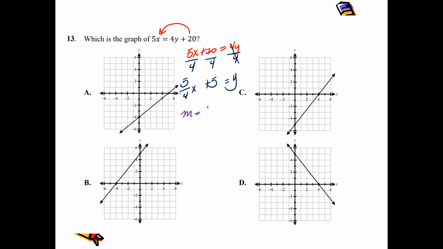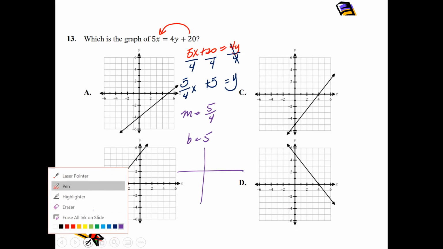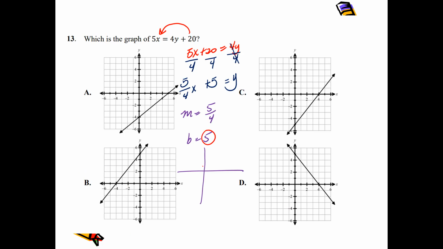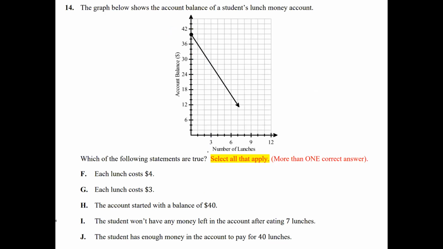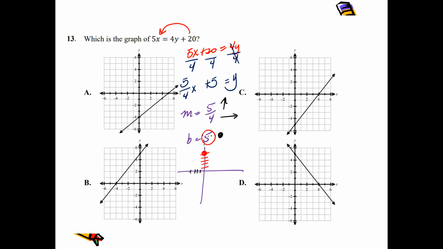Your M is a 5 over 4, and your B is a 5. So if I'm going to go ahead and graph this, I'm just going to graph it right here. I'm going to start at 5. So I'm going to go up 5, 1, 2, 3, 4, 5, put a dot right there. And then I look at my slope, and my slope is up 5 over 4. So I'm just going to count 1, 2, 3, 4, 5, 1, 2, 3, 4. I know my graph is a little bit above the grid. And then I'm going to go down 5 and to the left 4, 1, 2, 3, 4, right there. And then let's go ahead and connect the dots.